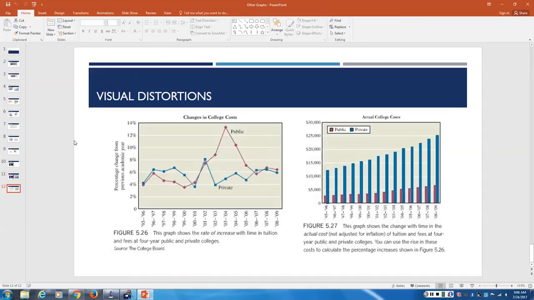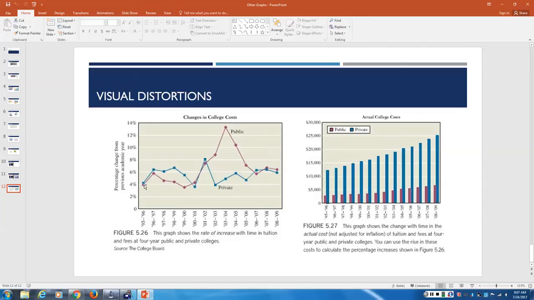These are also visually distorted. What this first graph shows is the rate of increase with time in tuition and fees at 4-year public and private colleges. So here's your public colleges with the red line, and your private is the blue ones. Now the problem is it's not showing you the actual tuition and fees. It's showing you how much they increased. Okay?